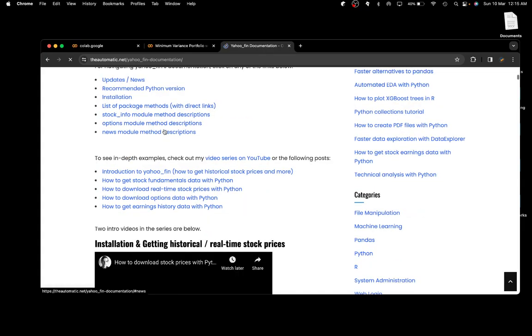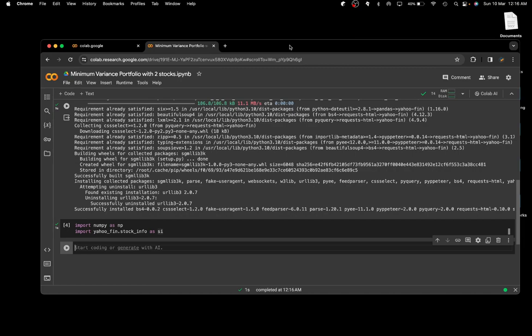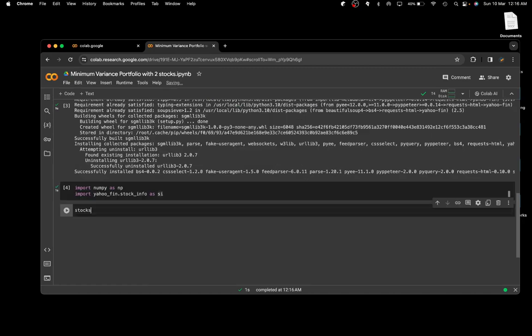So yeah, stock info. Yeah, this is the one. From yahoo_fin. I think it should run now. Yep, there we go. And now I think I do remember how the stuff works. Alright, so now let's select our stocks. So for now, let's just select Google and Microsoft.